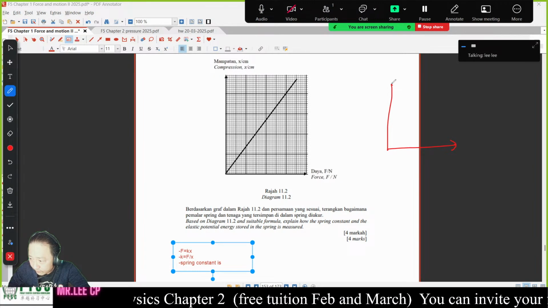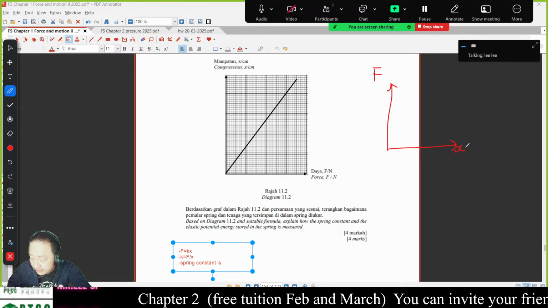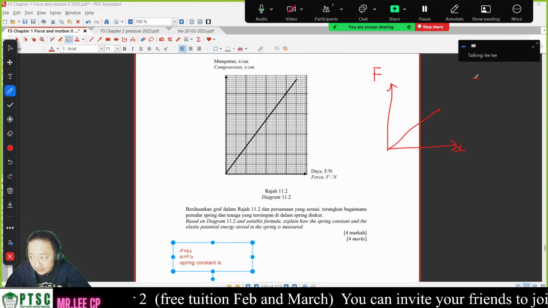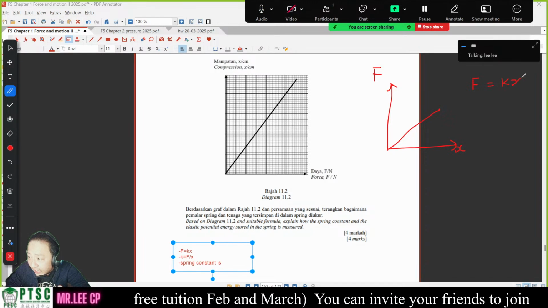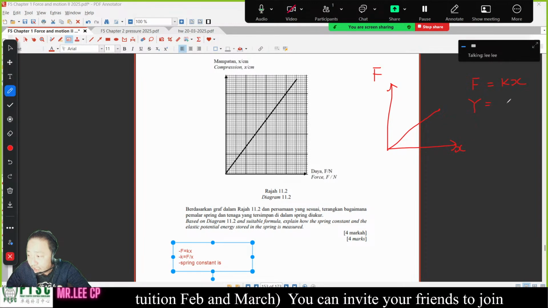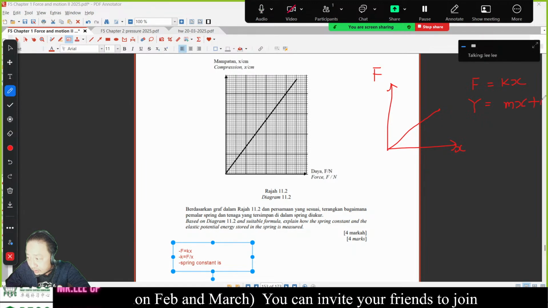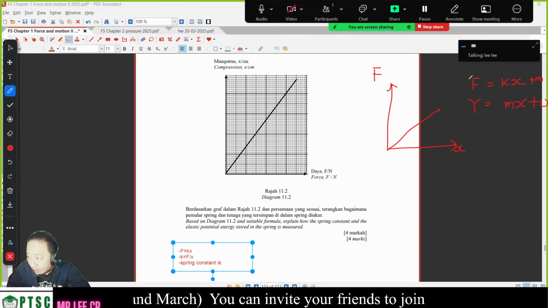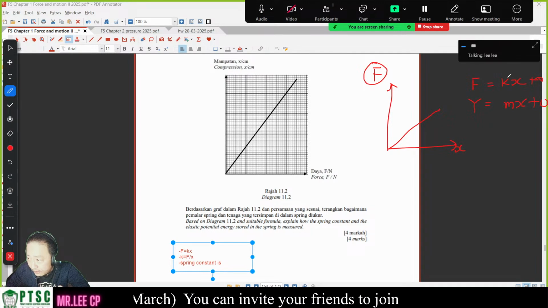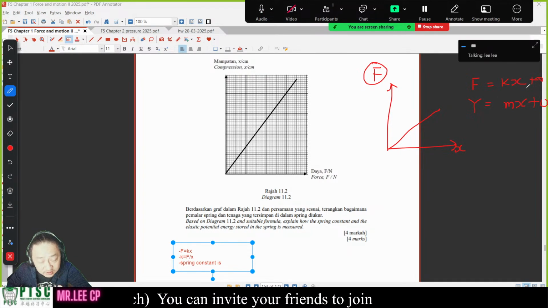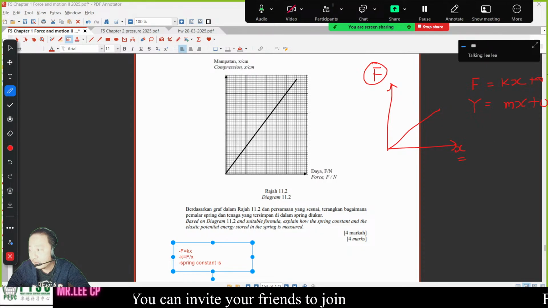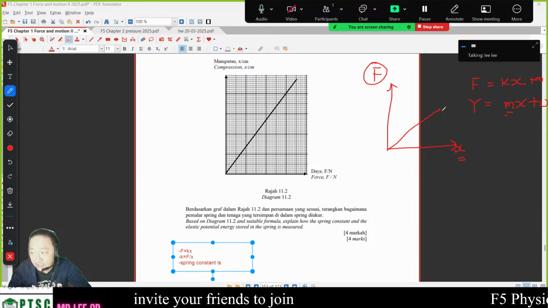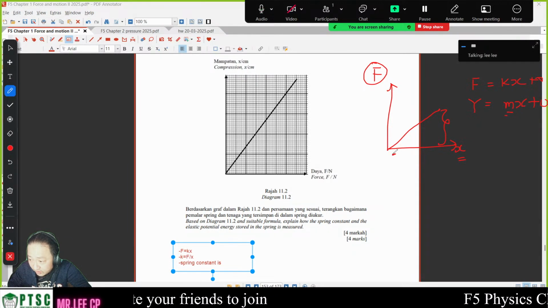So this is f, this is x, right? So the gradient of the graph of f against x, because f is equal to kx. So y is equal to mx plus 0, plus c, where c is 0. So m is your k, the spring constant, x is your x-axis, plus 0. So what is m? The gradient of the graph, right? The gradient of the graph is here, the stiffness of the spring.